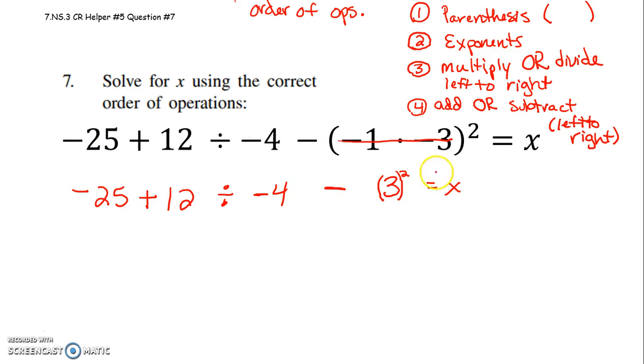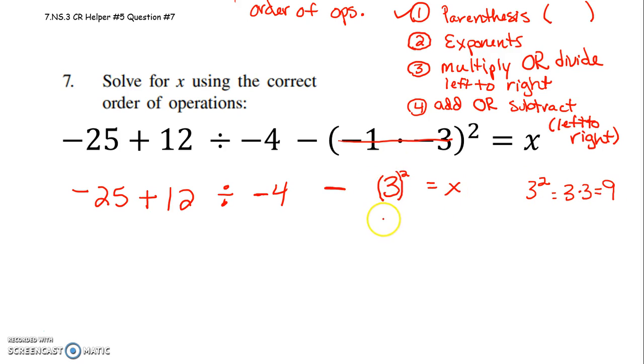We're going to simplify this problem. We took care of our parentheses. We've moved on now to exponents. So I look across. Do I have any exponents? Oh, yes, I do. 3 squared. So off to the side, what does 3 squared mean? 3 squared means 3 times 3. What's 3 times 3? Oh, that's 9.